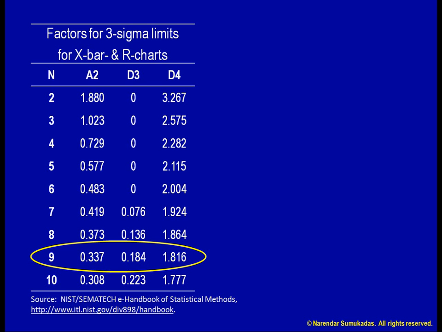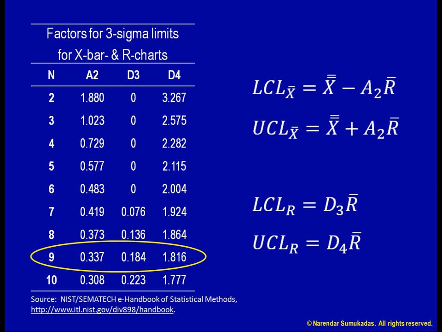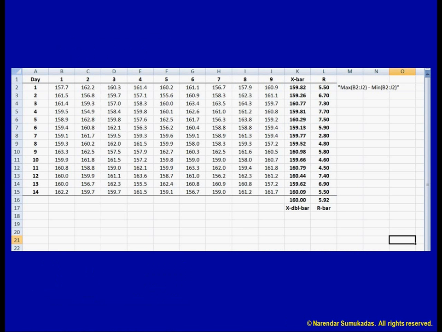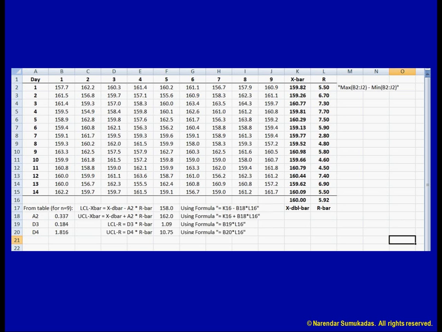Using these values, I can calculate my control limits using the formulas shown. In these formulas, I just substitute the values of X double bar and R bar, which I have calculated, and A2, D3, and D4, which I got from the table. Going back to my Excel spreadsheet, here are the values from the table. I then calculate the control limits for the X bar and the R charts. I can now plot my two control charts and monitor my process over time.